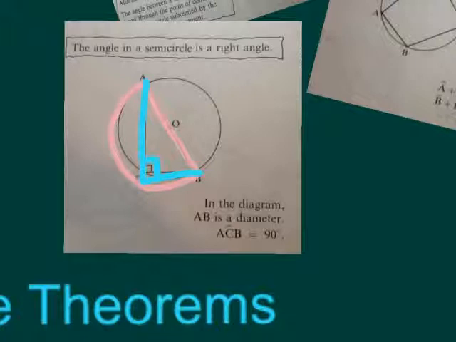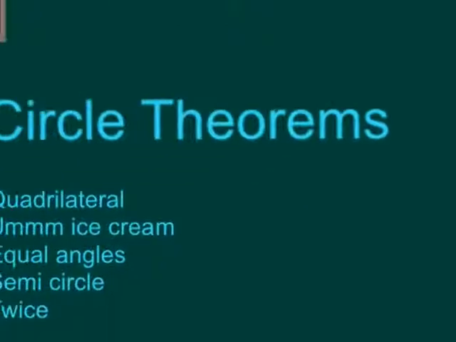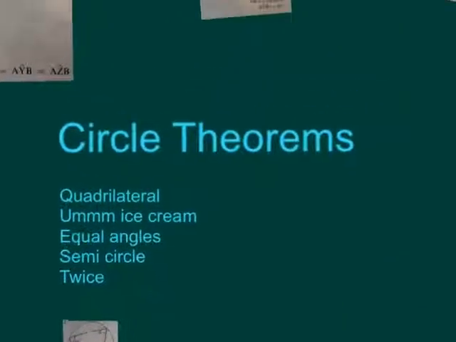Okay, let's just close that one down a little bit and go back down and see if we've got any more here under circle theorems. So we've done semicircle, we've done equal angles. Have we done twice? Yes, we did do twice, so the angle at the centre is twice that of the circumference. So we're looking for ice cream.